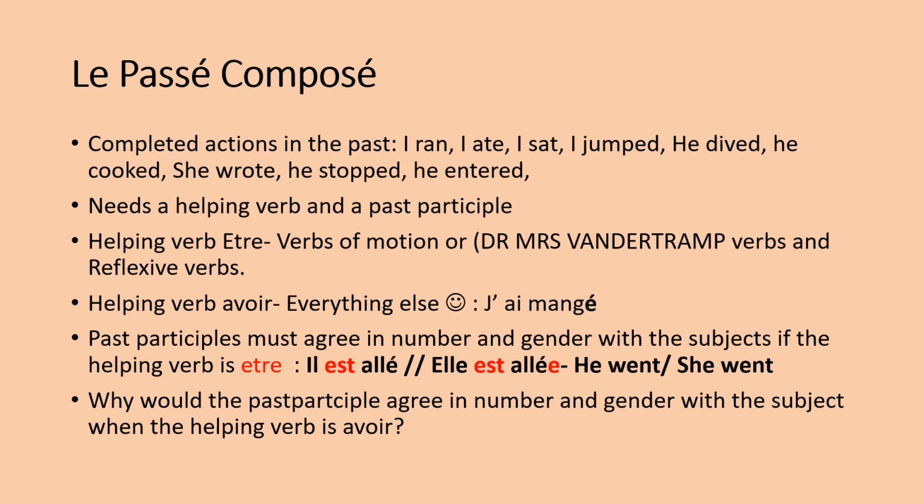In some instances, the helping verb is avoir and we have agreement between the past participle and the subject. That is not usually the case. The rule is that once the helping verb is être, then the past participle and the subject must agree in number and gender. Meaning, if the subject is feminine, you have to add an e to the past participle. If the subject is plural, you add an s. That should not happen if the helping verb is avoir.